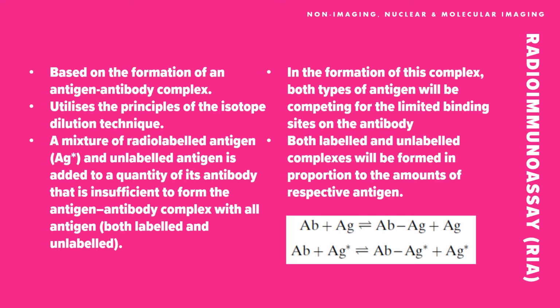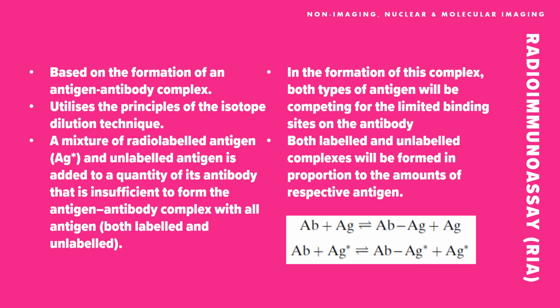So basically, RIA is actually a method to understand the antigen-antibody complex, especially when you have an unknown sample and you don't know how much antigen is available in your sample, so you can use RIA as one of the methods. If you haven't heard of ELISA before, ELISA is also another method to understand how much antigen you have in your sample or how much antibody you have in your sample.